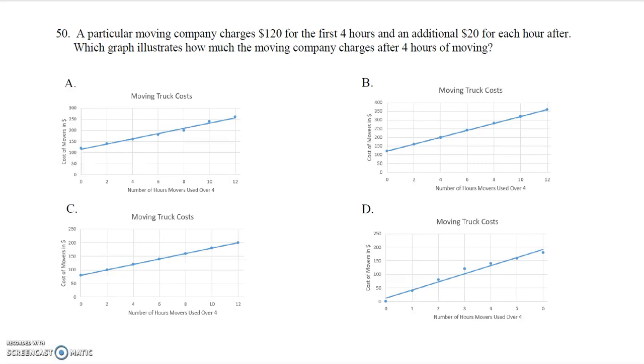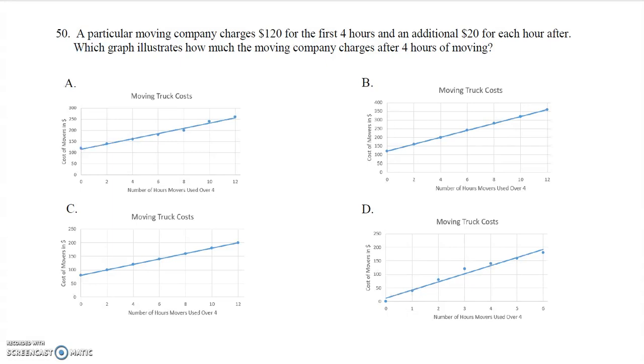Okay, number 50, pretty much saying the same thing. A particular moving company charges $120 for the first 4 hours and an additional $20 for each hour after. Which graph illustrates how much the moving company charges after the 4 hours of moving? So like after the initial 4 hours.